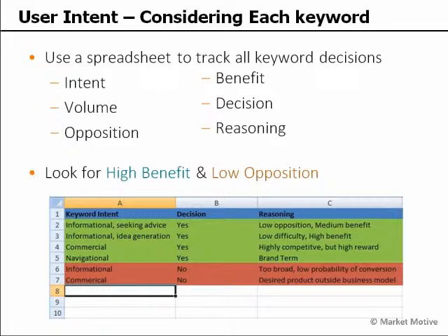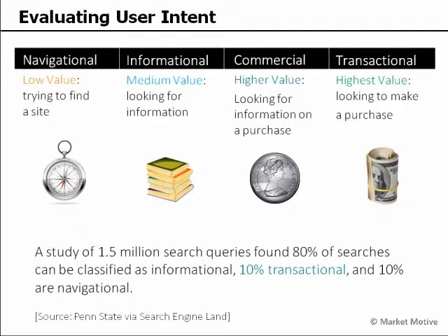And as you get further and further through the spreadsheet, it'll start to make a lot of sense which phrases are informational, what people are searching for, and what the intention of those searches are. We can evaluate user intent by looking at 4 different types of searchers: navigational, informational, commercial, and transactional. And each of these have different values at different times.